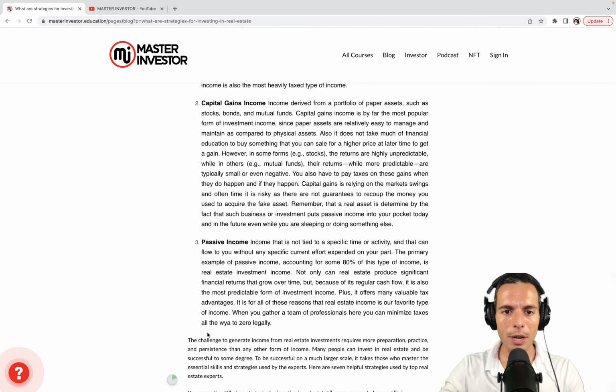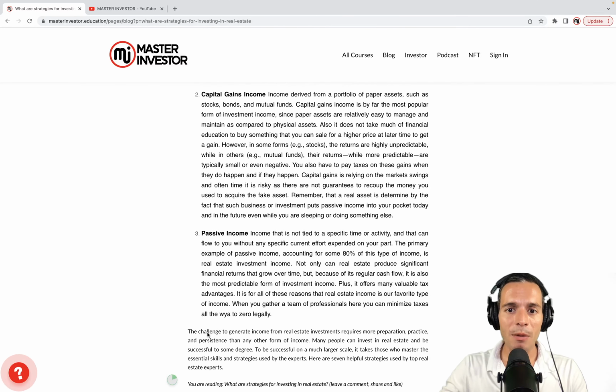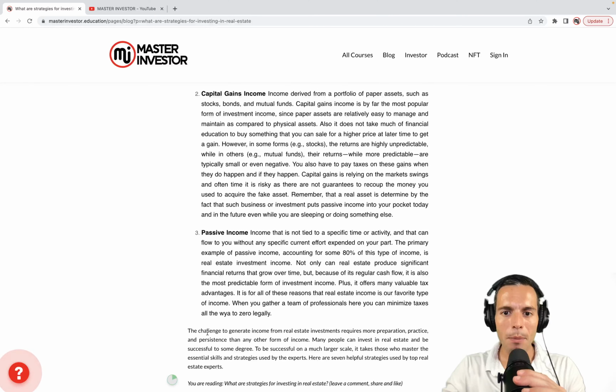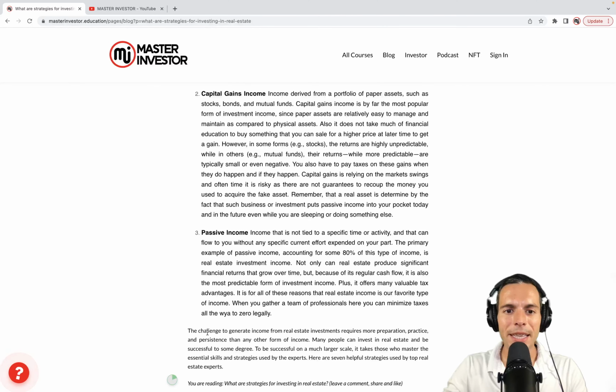Number 2, capital gains income. Income derived from a portfolio of paper assets, fake assets such as stocks, bonds, mutual funds, and 401k. Capital gains income is by far the most popular form of investment income, since paper assets are relatively easy to manage and maintain as compared to physical assets. Also, it does not take much financial education to buy something that you can sell for a higher price at a later time to get a gain.